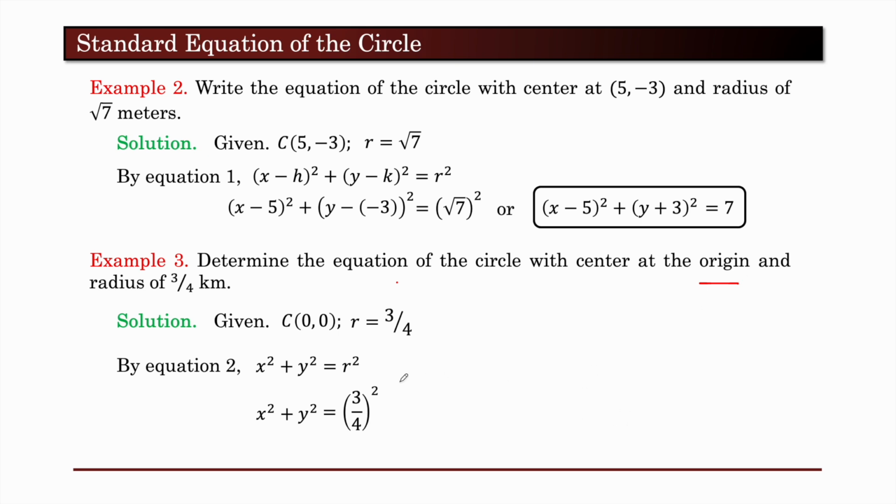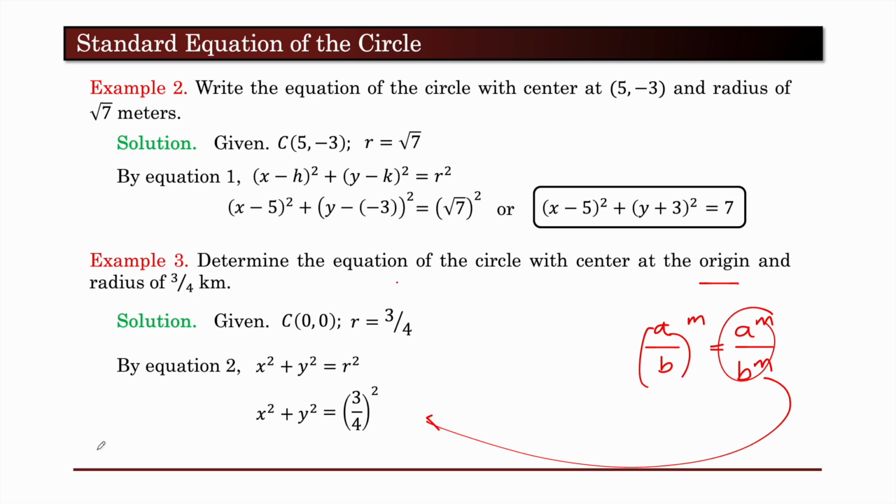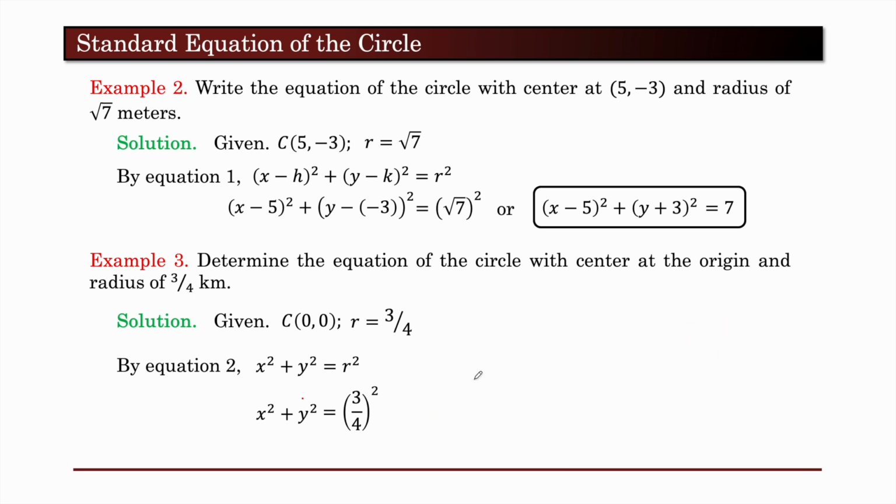Now, to evaluate the right-hand side, let us use the law of exponents. So, we all know that a/b raised to any number m, except 0. Okay, we can include the 0. So, this is equivalent to a raised to m over b raised to m. Okay? So, we will apply that concept to this one. And that is 3 squared over 4 squared or 9/16. And this is the final answer.